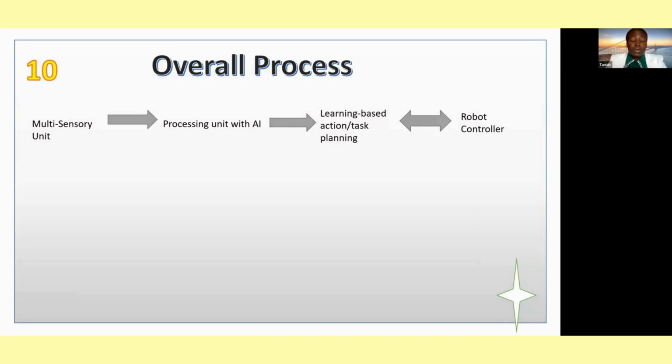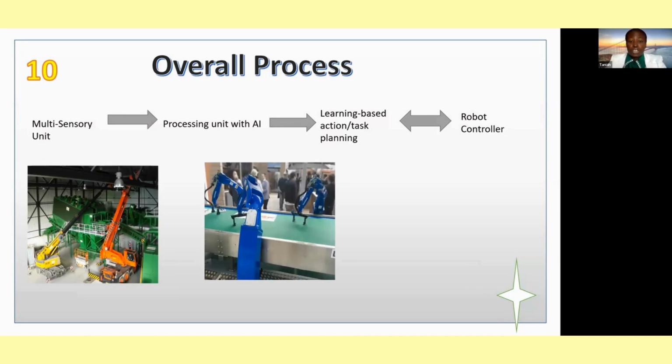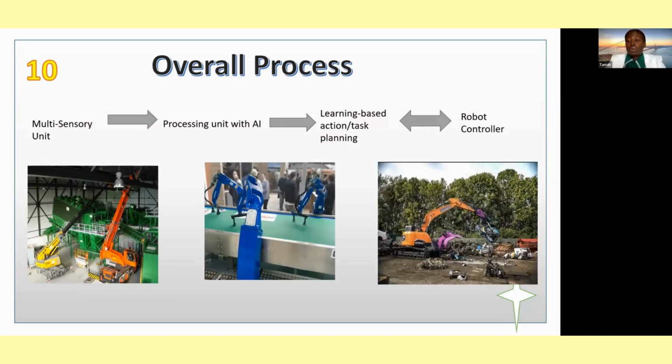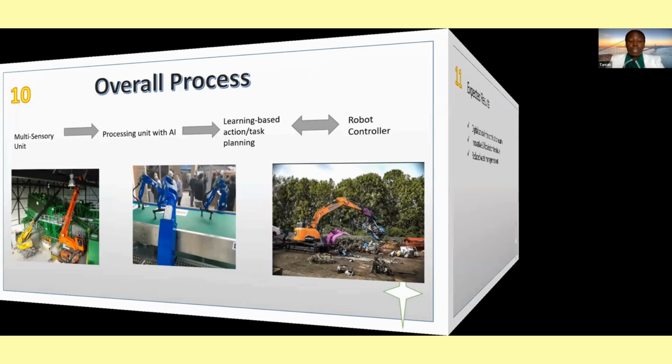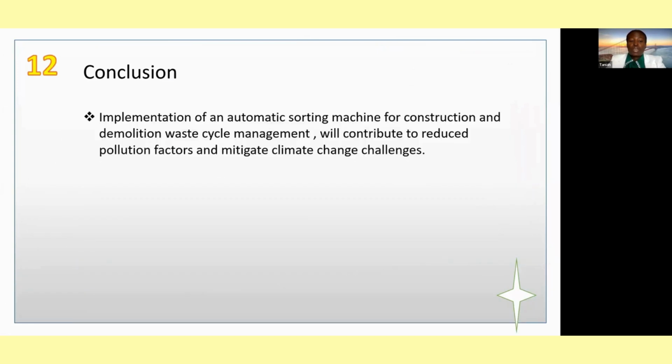So the overall process here, we have the multi-sensory unit, the processing unit with the AI, the learning-based action task, and also our robot controller. The expected results here, we expect to have digitalization in the construction industry, and most importantly, to have the innovative 3D localization techniques, and also to reduce the waste management costs.